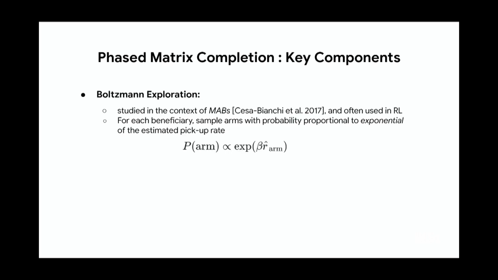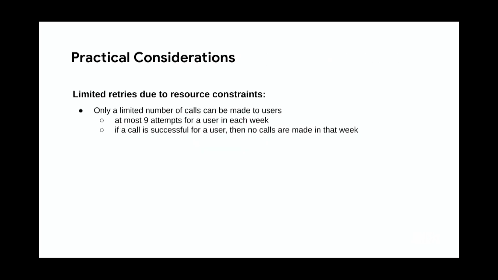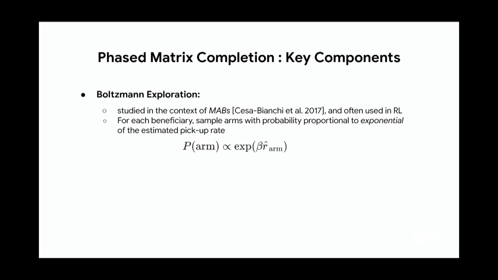So the next is Boltzmann exploration, as I was saying. Instead of doing a hard elimination of arms, we do soft elimination. If the reward of an arm is small, then the probability of that arm getting pulled is small. Essentially, it goes down exponentially. Unfortunately, we don't have any theory for it, but it works well in practice.